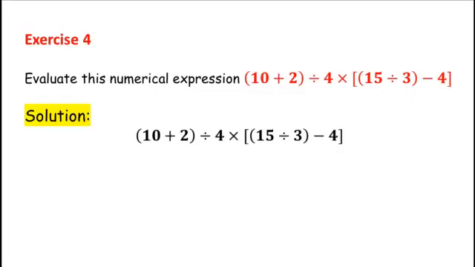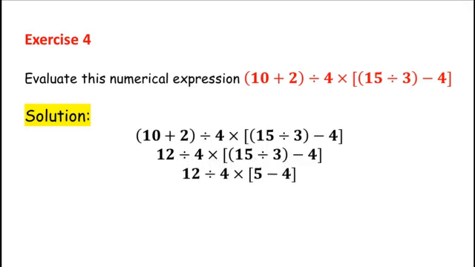Exercise 4. Evaluate this numerical expression. Do the operation in the first parenthesis. 10 plus 2 is 12. Bring down the remaining part of the expression. Next, do the operation in the second parenthesis. 15 divided by 3 is 5. Bring down the remaining part of the problem.